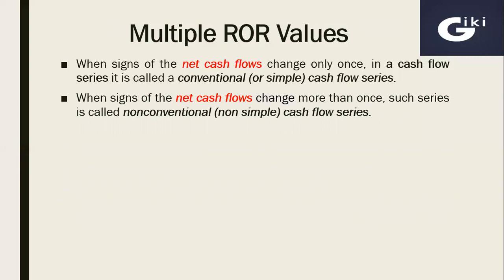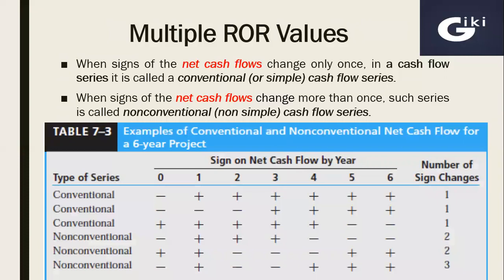Net cash flows mean the difference between inflows and outflows. If the sign on net cash flows changes once in a cash flow series, this series is known as a simple or conventional cash flow series. On the other hand, if sign changes are more than one on net cash flows, this is known as a non-conventional or non-simple cash flow series.